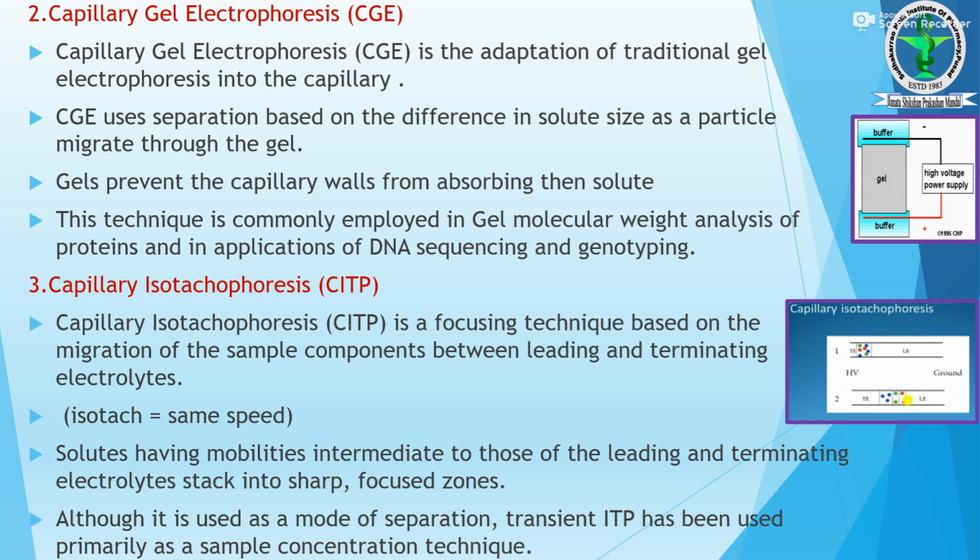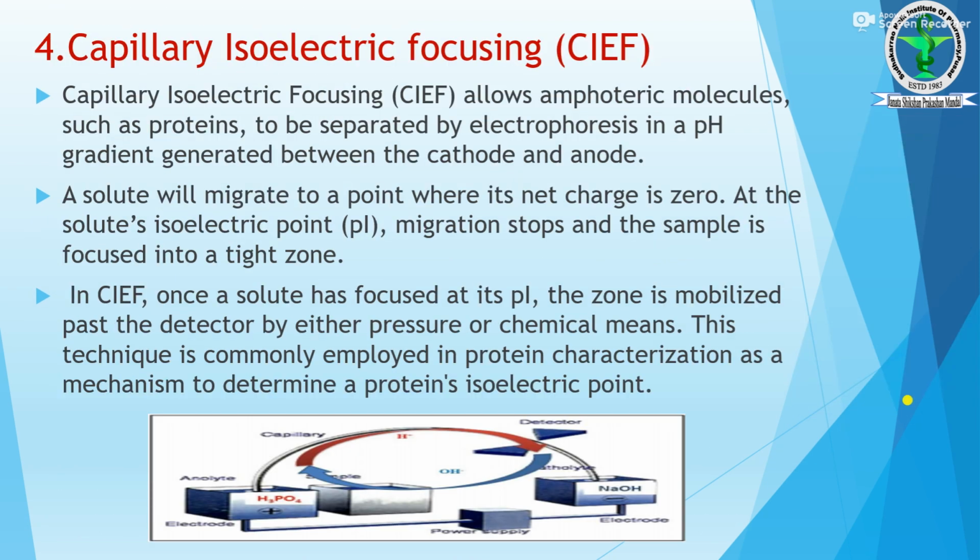Although it is used as a mode of separation, transient ITP has been used primarily as a sample concentration technique. Then finally there is capillary isoelectric focusing.